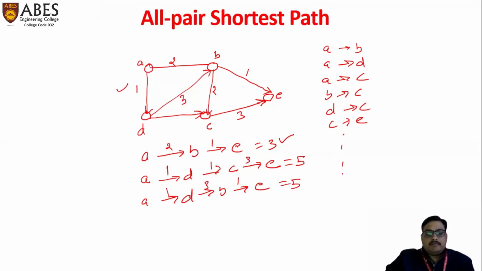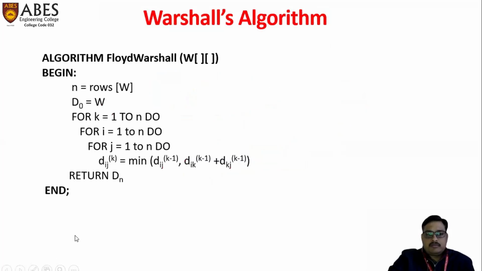of vertex. For this, we have a very good algorithm, that is Warshall's algorithm. We'll see here what Warshall's algorithm is to find out all pair shortest path. Basically, Warshall's algorithm works on the concept of intermediate node. It means one by one, we take each vertex as the intermediate node, and we try to find out whether the shortest path exists through that vertex.